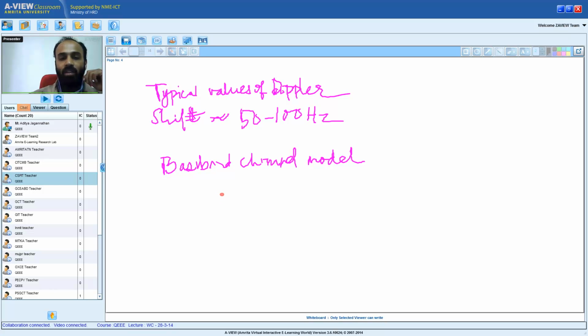Now, remember, we said our channel model is basically given as h of tau equals summation a_i delta of tau minus tau_i. Well, this is not the baseband channel, this is the passband channel. So let me write the passband channel first.